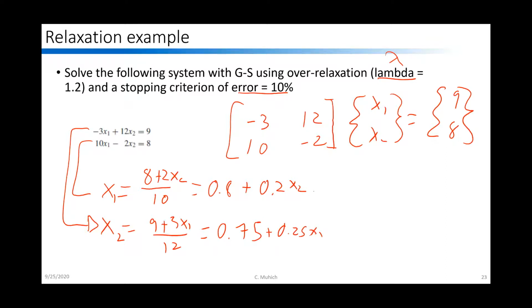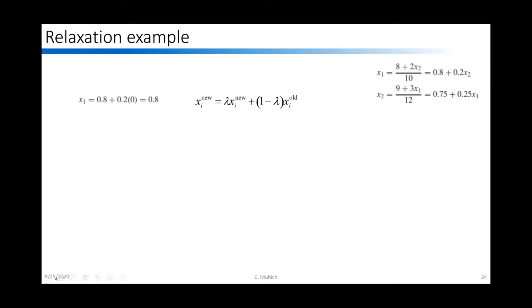All right, now that we have our equations set up, we're ready to conduct our Gauss-Seidel construction. Okay, so here I've just written out that x1 term again. Remember, x1 is 0.8 plus 0.2 times x2. I've already included the fact that our guess for x2 was going to be 0. So our new guess for x1 is 0.8.